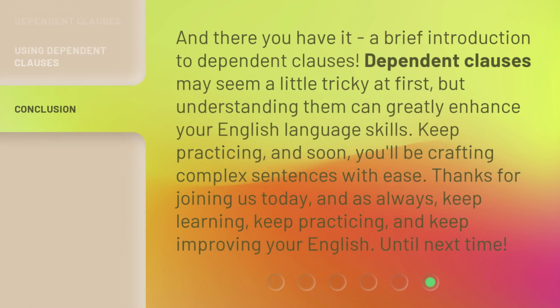And there you have it, a brief introduction to dependent clauses. Dependent clauses may seem a little tricky at first, but understanding them can greatly enhance your English language skills. Keep practicing, and soon, you'll be crafting complex sentences with ease.